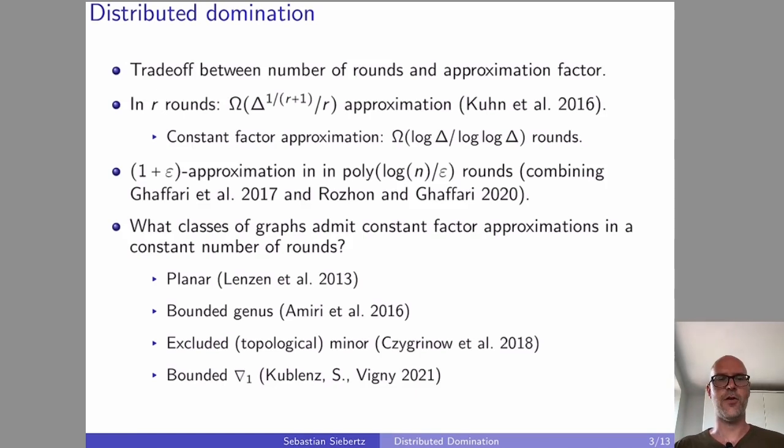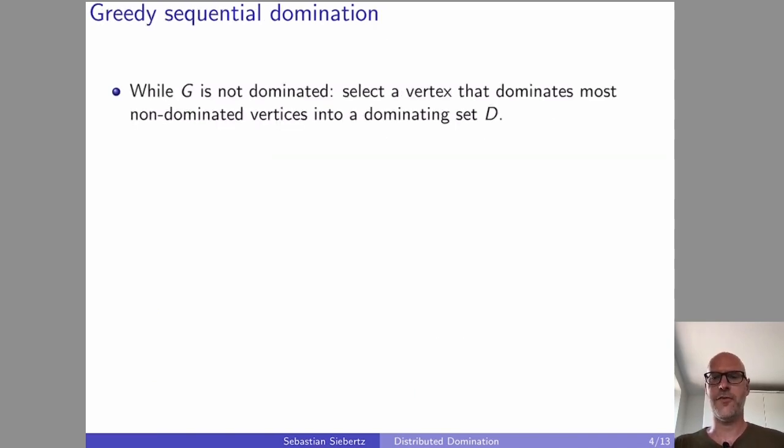And we can also show that this is the maximum where we can get with the current techniques. So if we want to push to degenerate classes, for example, this is one of the main open questions in this area, we would need completely different methods to approach this. So before I go into the distributed algorithm, let us revisit the classical greedy sequential domination algorithm.